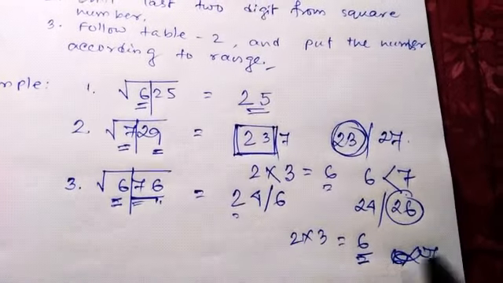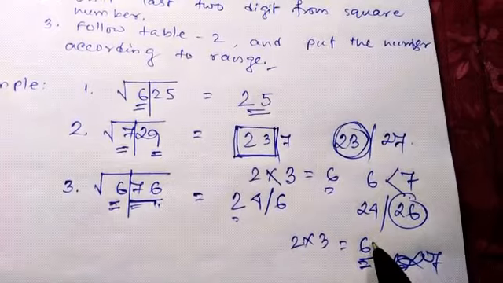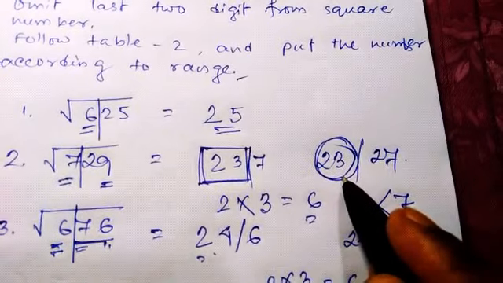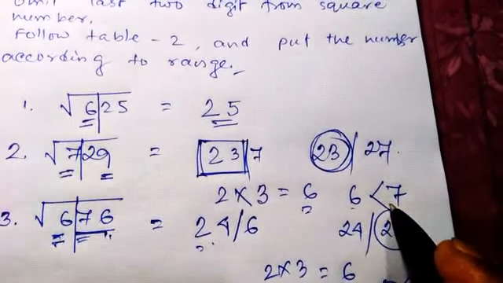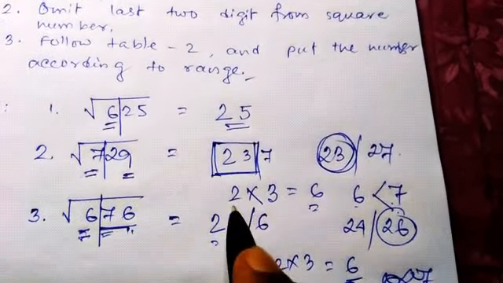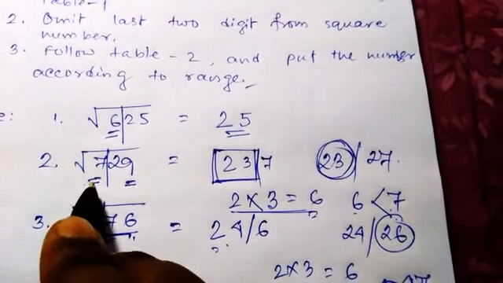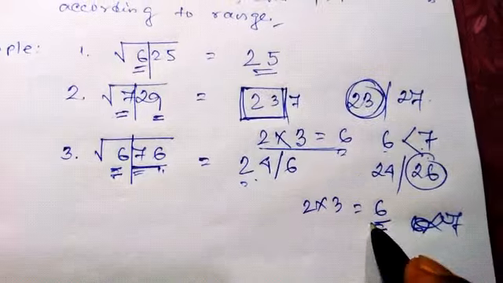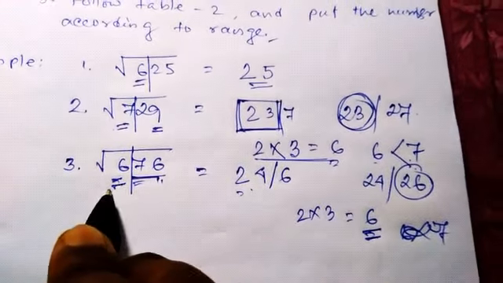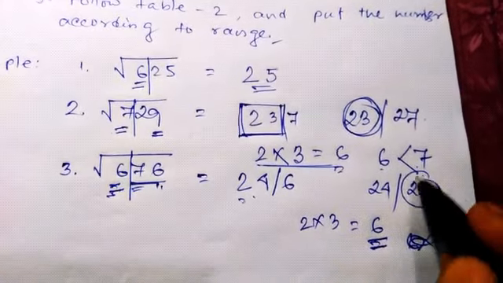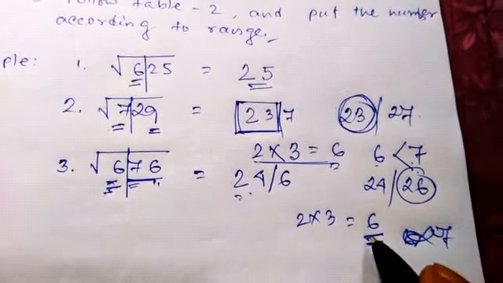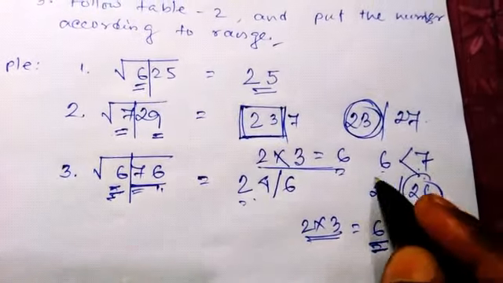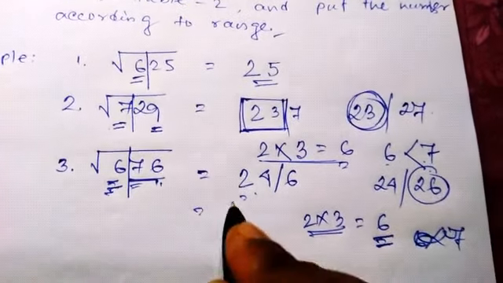If here the product was less than this number, then it was 24. In the previous case, 6 was less than 7, so the product was less than the first number, and we took 23 as the answer. But in this case this product is the same as this first number, so it will be 26. If the product was less than 6, then we would take 24. So the answer is 26.